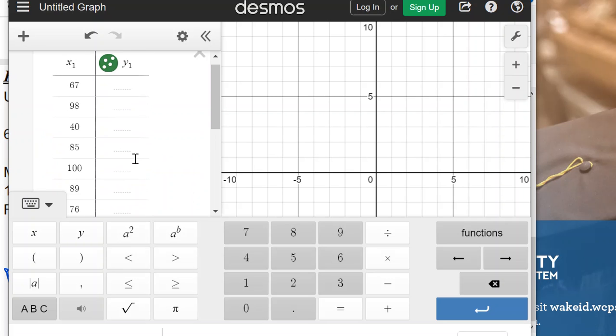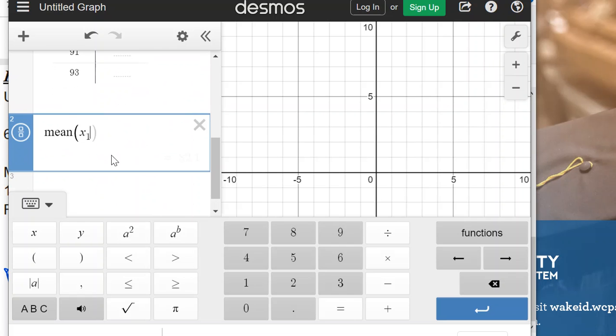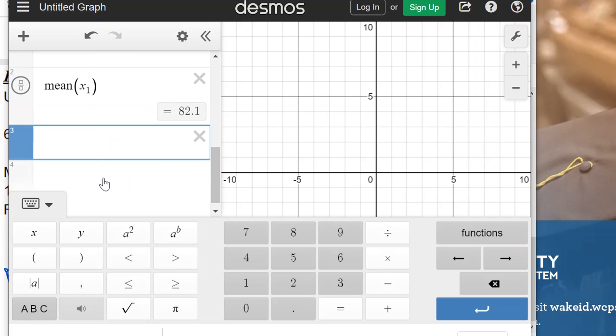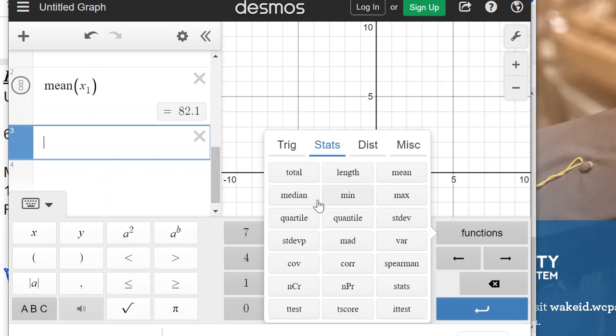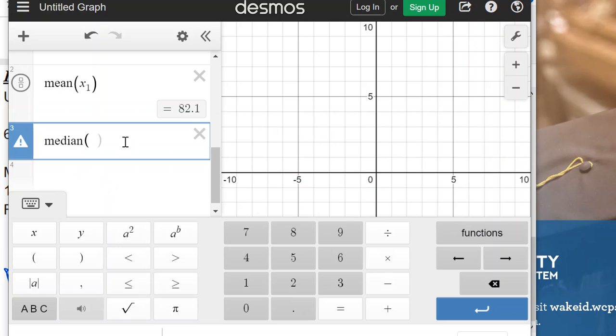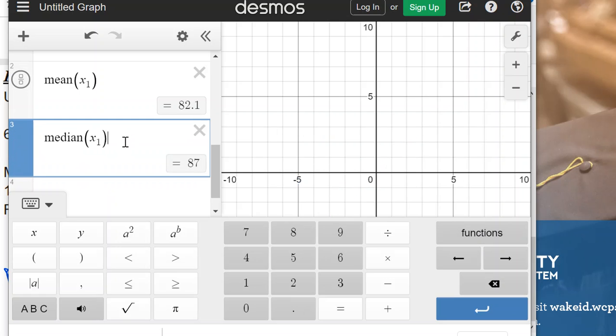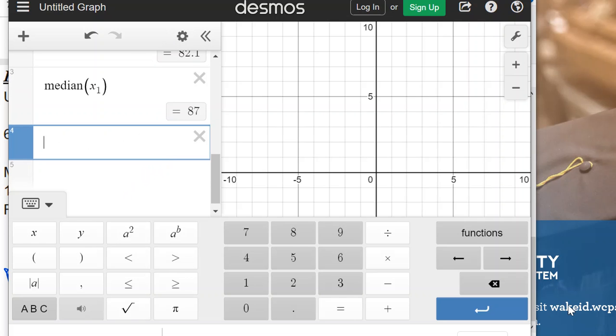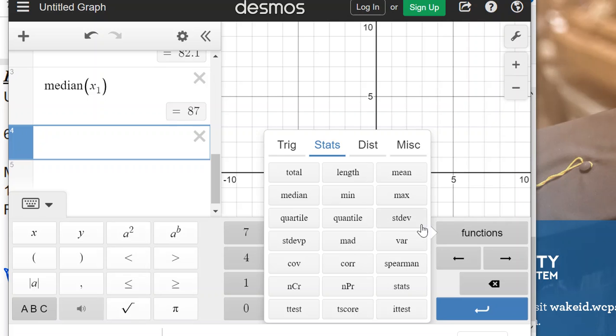All right, the mean, you click on that, and it's going to give you a parenthesis. Now what it's looking for is that this whole list of numbers was x sub 1. So you're going to put x sub 1, close the parenthesis, and look over to the right side. There's a little gray box that's got 82.1. That's the mean. Now I could start another one, functions, and I could do median. And the median would be x sub 1, close parenthesis. So my mean is 82.1, my median is 87. And lastly, I'm looking at standard deviation, STDEV.